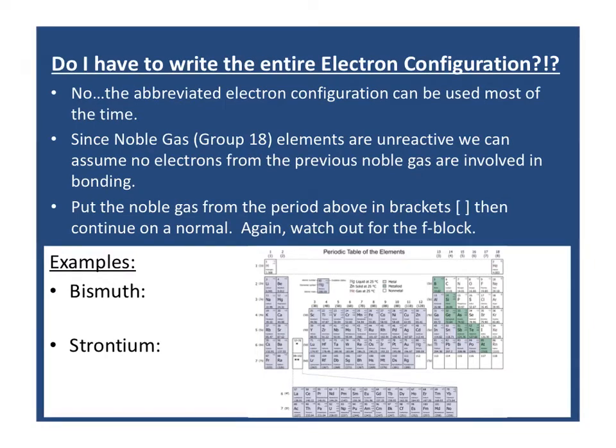What's up, everybody? Welcome to a quick little chemistry video about electron configuration, specifically a type of electron configuration known as abbreviated electron configuration, as well as orbital notation, and finally a little bit of Lewis dot diagrams.